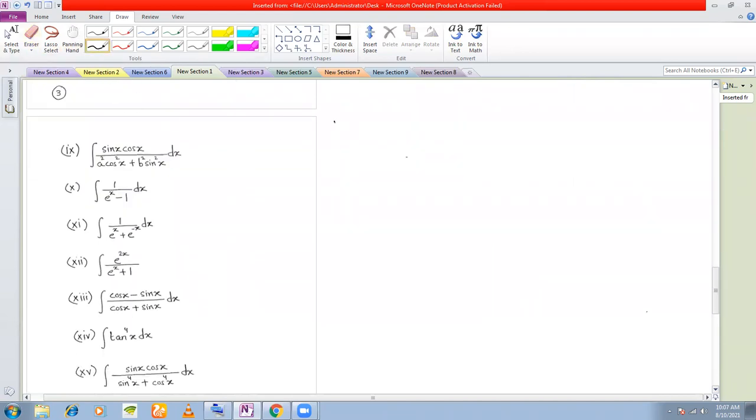Number 10, the integration here is 1 by e to the power of x minus 1. Now see, no substitution will work here. If you put t is equal to e to the power of x, again you will get e to the power of x dx, which will not work. So whenever you get this kind of integral, try to write e to the power of x in the numerator also. Because in the numerator you have 1, try to get an e to the power of x here.